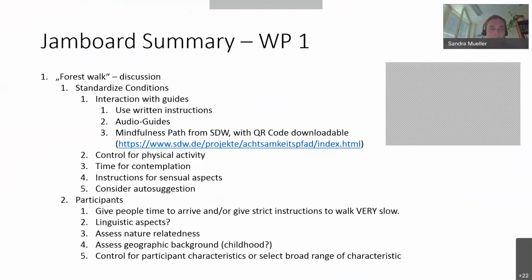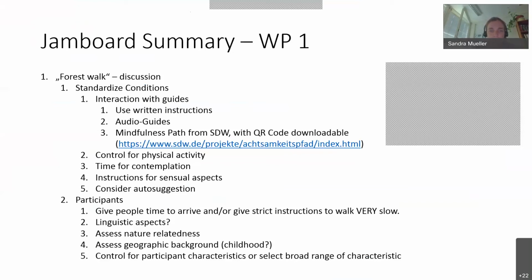So it is really important to standardize conditions as much as possible, and we discussed that the interaction with guides might have an effect, and we should refer to written instructions as much as possible. We were thinking about audio guides, and we had input that there are already some mindfulness paths from the SDV that can be downloaded. So you can take this app or this path to your mobile and go with it to the forest, if I understood correctly, and just apply it everywhere.